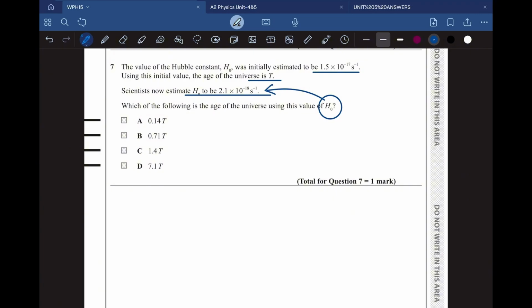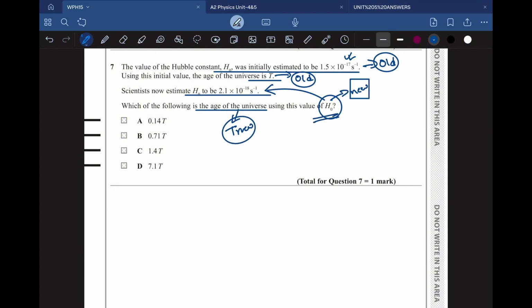So basically now they are asking the age of the universe. This H naught is the new H naught, right? And this H naught was initially the old H naught, and this time is the old time, I mean the time using this particular old H naught, and now they're asking for the age of the universe. So basically they're asking for the T new using this new H naught value, right? This is what they're saying.